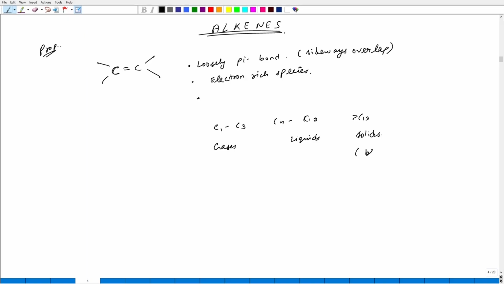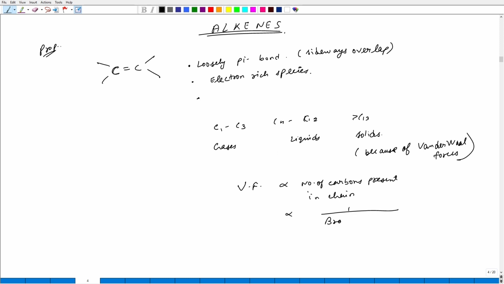And why is it so? Because of van der Waals force. And I have discussed that van der Waals force is directly proportional to the number of carbons and inversely proportional to the branching. So, this goes the same with alkenes as with alkanes.